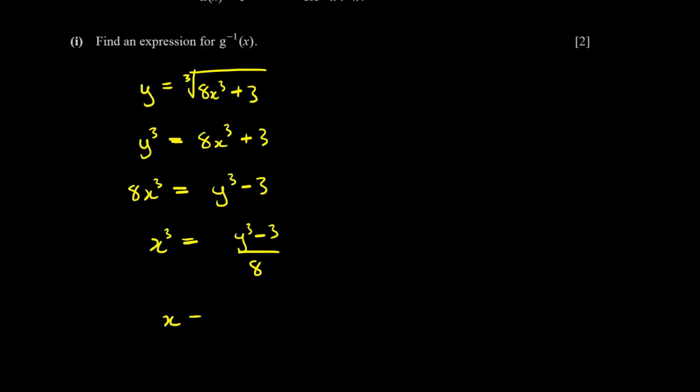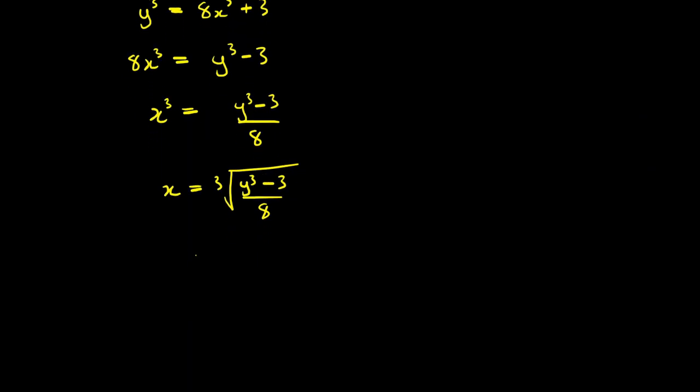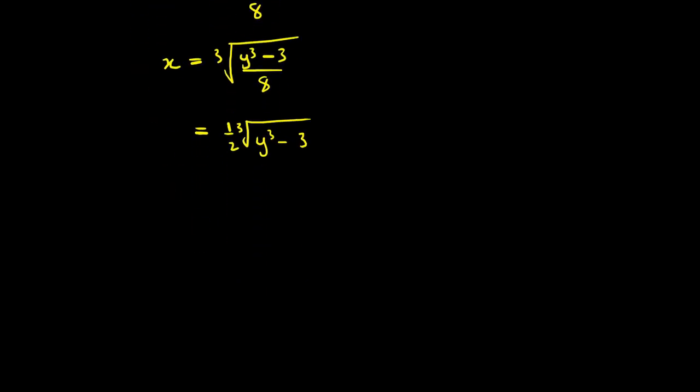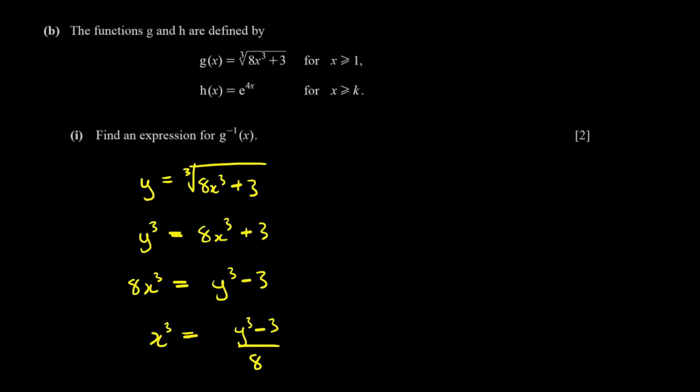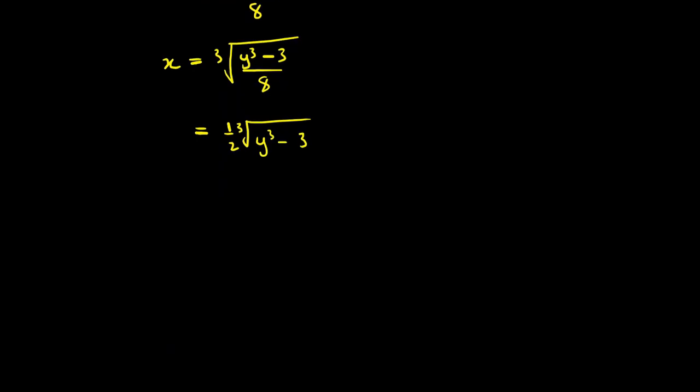And that means that x will be equal to the cube root of (y cubed minus 3) all upon 8. And the cube root of 8 is 2, so we can write this as a half times the cube root of y cubed minus 3. And so the last step really then is to say, what's the function here? It's called g, isn't it? We can then say g inverse of x is equal to a half times the cube root of x cubed minus 3, right? We just, in the last step, replaced the y with an x.